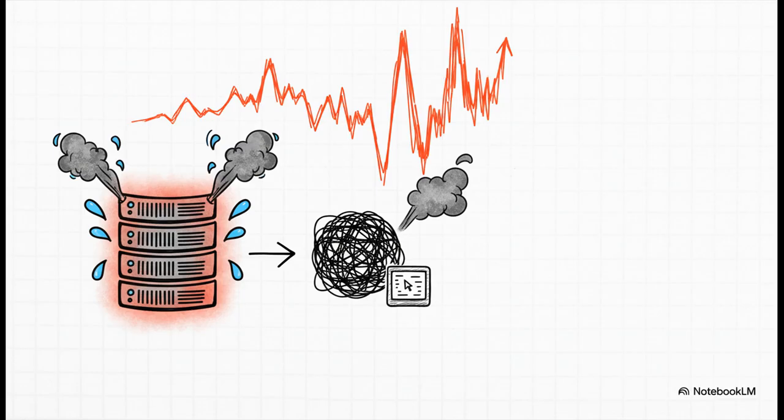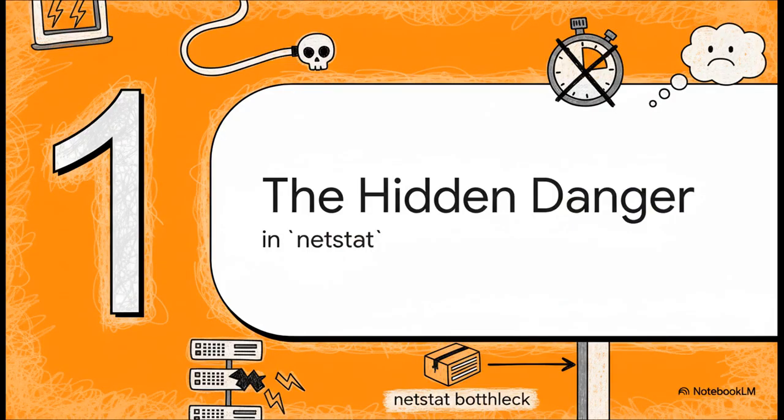And this isn't some hypothetical scenario. This is a real danger on modern busy systems. All right, so why does this happen? What's the deal here? In this first section, we're going to pull back the curtain and really get into the hidden architectural flaw that makes netstat such a liability on any system with a decent amount of network traffic.